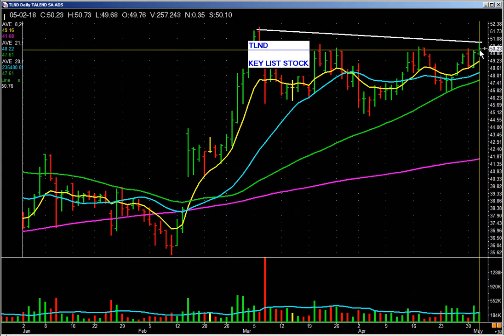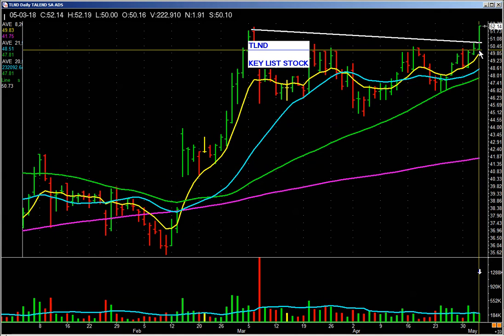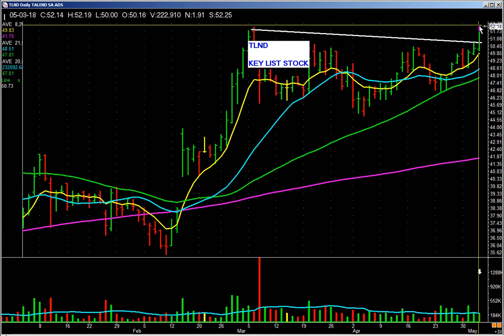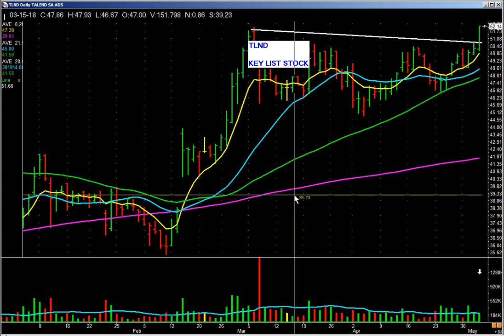The high on this bar is 50.73. The next day it opens here. It pushes through there. It marches on up. What am I going to do after I'm up $1, $1.50 or so on $20, $30, $40 stocks? I'm raising my stop up near break even right away. I'm not going to round trip this.